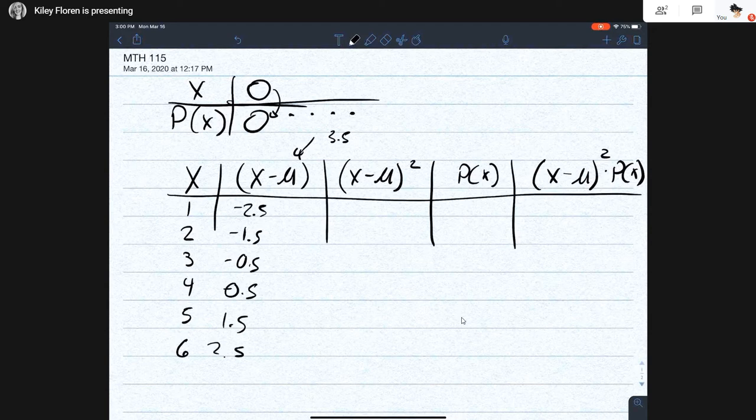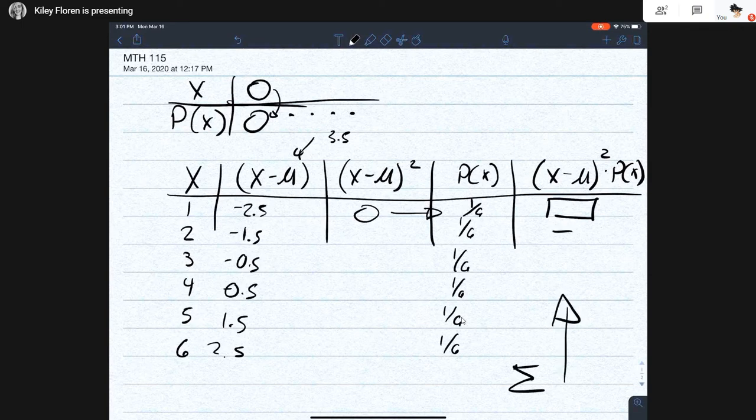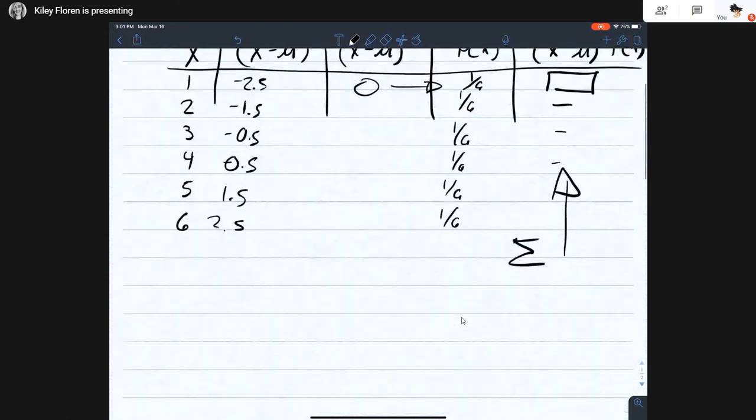Then we're going to square each of these values. We can put in the probabilities for each one of these. Each one of these has a probability of 1 over 6. And then we would multiply whatever the squared value was times the probability to get our number in this section. And then we're going to add up, remember this sideways e, this sum. We're going to add up all of these numbers for all of these 6 sections. And this is going to give us our variance.